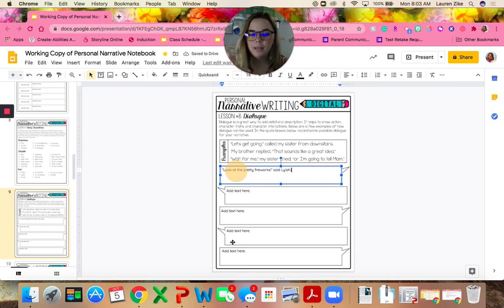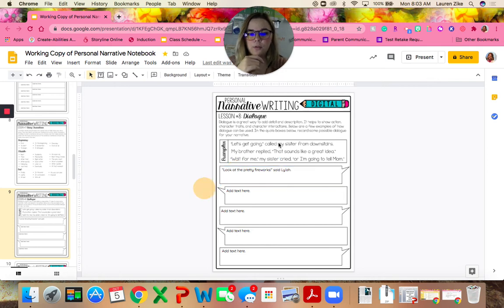I'm going to fill in all 5 of these boxes with possible quotes. Try to make sure that they vary a little bit, so you can have your dialogue tag, like called or said or someone said, at the end. You can have it in the beginning or you can even have it in the middle. So try to vary it if you can.